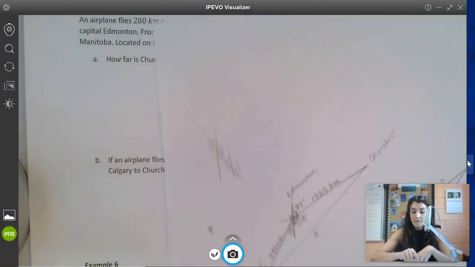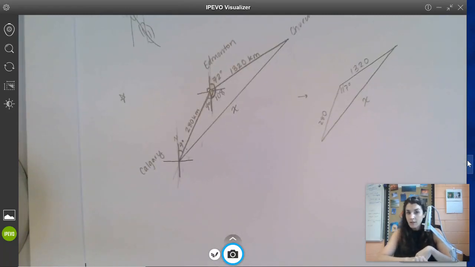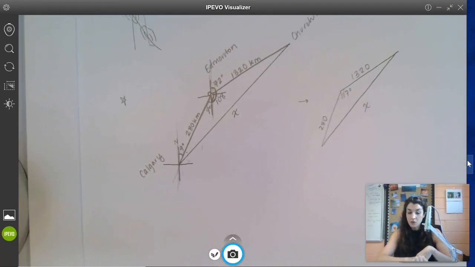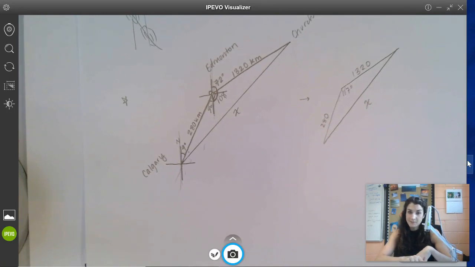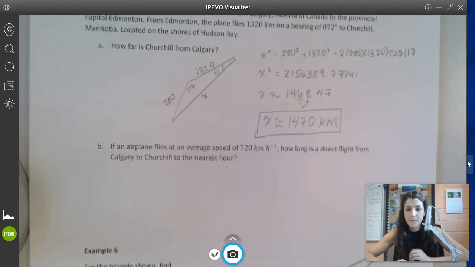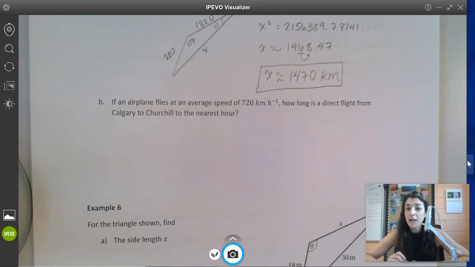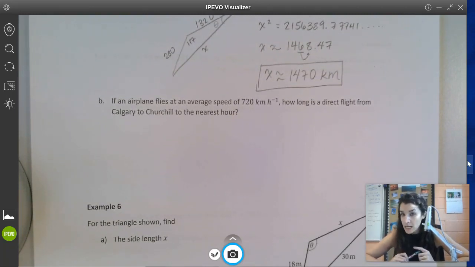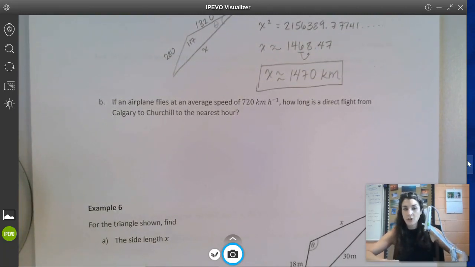But we had to find first all of this bearing stuff, which looks pretty cool when you see it at the end, but is stressful in the middle. We will practice this in class for sure. If an airplane flies at an average speed of 720, how long is a direct flight from Calgary to Churchill?